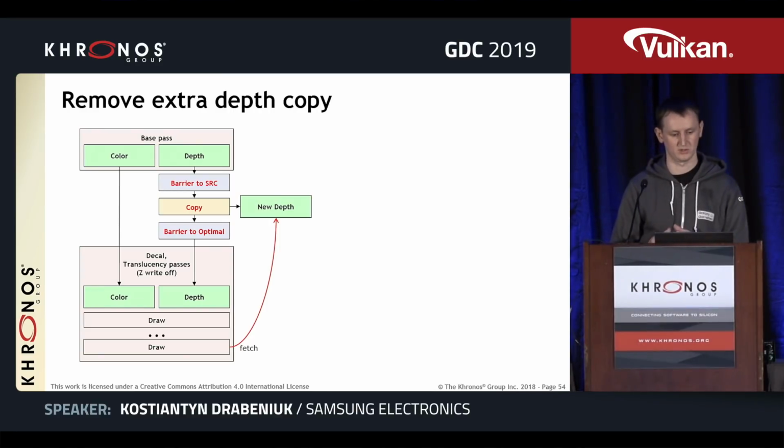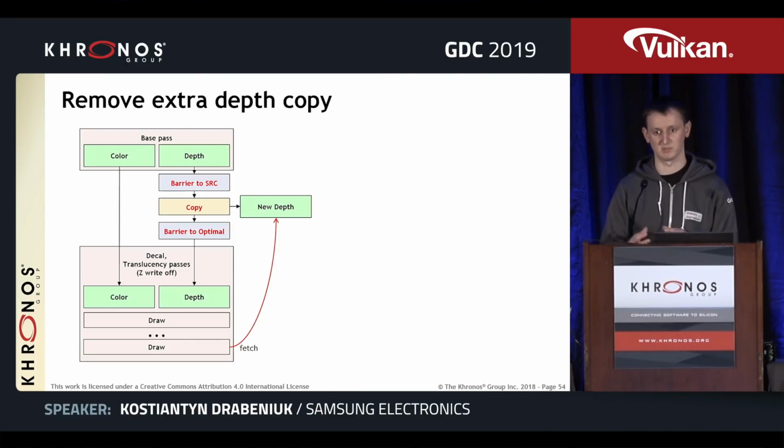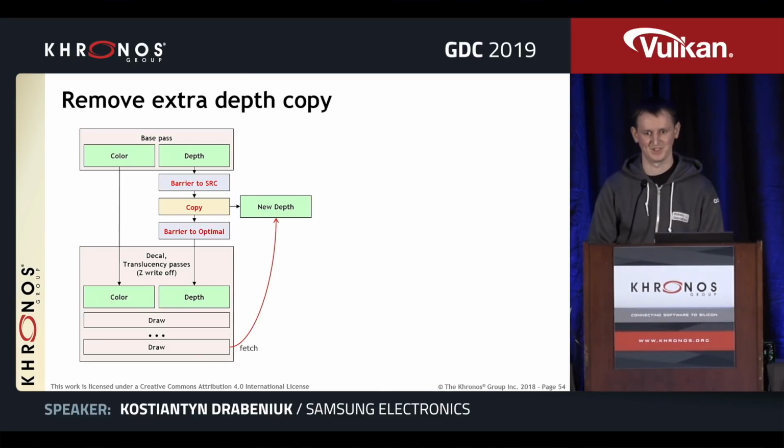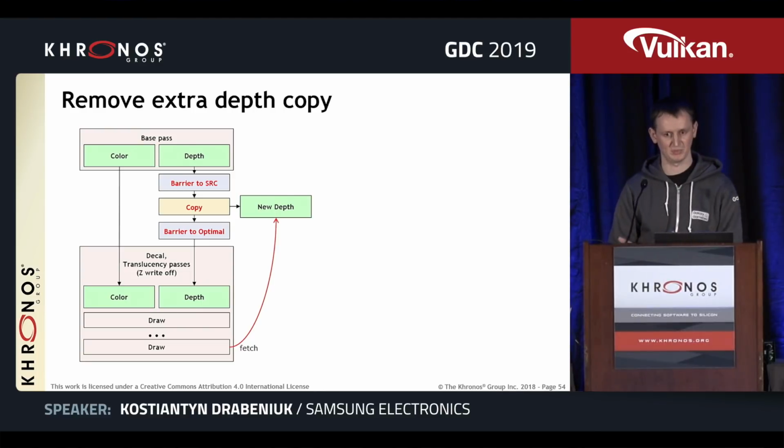Also, originally Unreal did an extra depth copy before the translucency pass. The translucency pass uses the depth image from the base pass as a render target for depth test with depth write disabled. Also, this depth image is sampled in the shader. It means that we need to use the depth image as an attachment and sample it in the shader at the same time. And if that is not supported, we need to make an extra copy and sample the copied image.